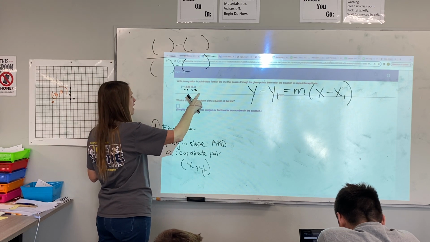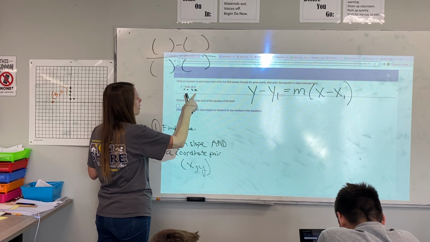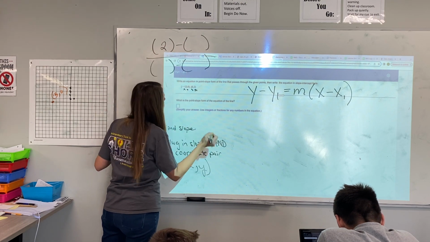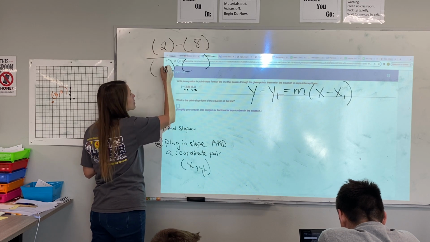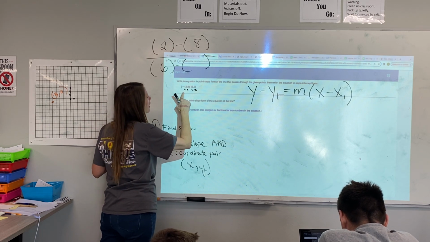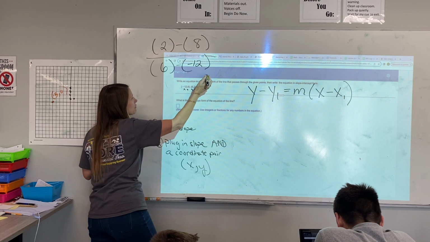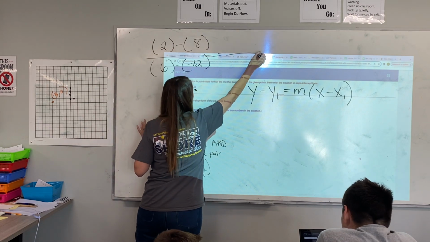So, I'm gonna fill mine in, get my slope here, okay? So my y2 is 2, my y1 is 8, my x2 is 6, and my x1 is negative 12. I had a feeling it was gonna be something simple. That's why I was like, I'll check it in a second.